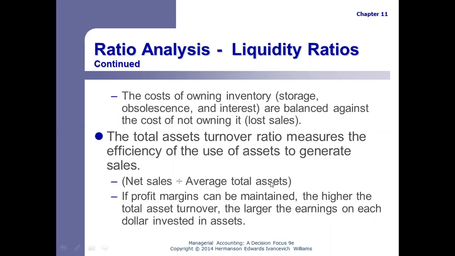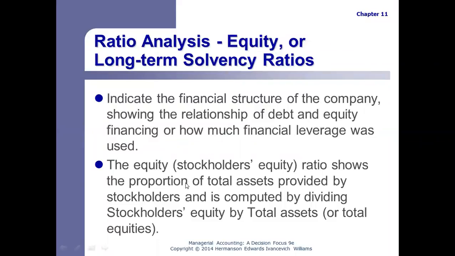Okay, and the total asset turnover ratio measures how well you're using your assets to generate sales. So are you generating a lot of sales from the assets that you have? That's what this measures. Obviously, the higher this ratio, the better, because that means you're generating more sales from the assets that you have. Now, long-term solvency ratios measure the relationship of debt to your total assets.